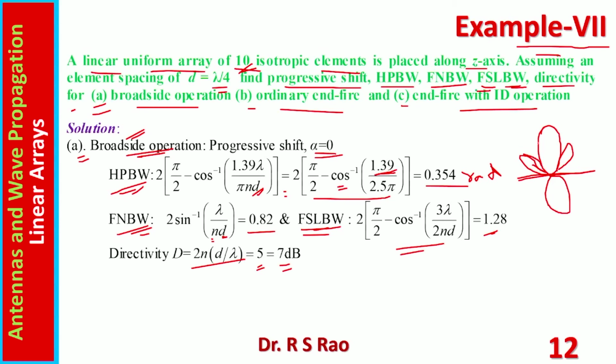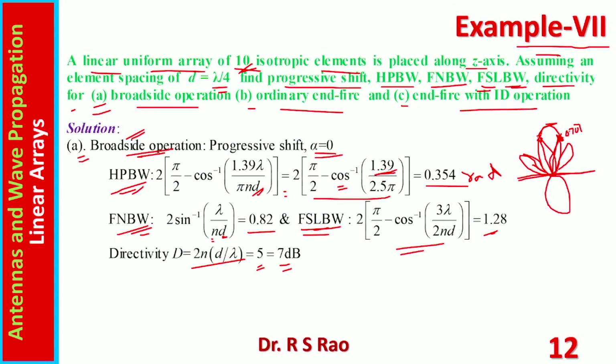Now, half power beam width means consider 2 points over the main beam where field intensity is 0.707 times the maximum value. There exist 2 points. Left side 1 point, this one, right side another point. The angular distance between these 2 points is half power beam width.